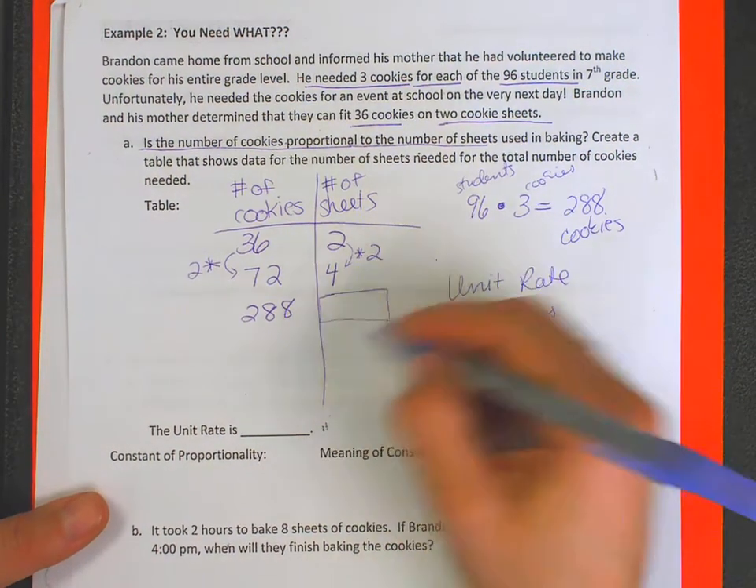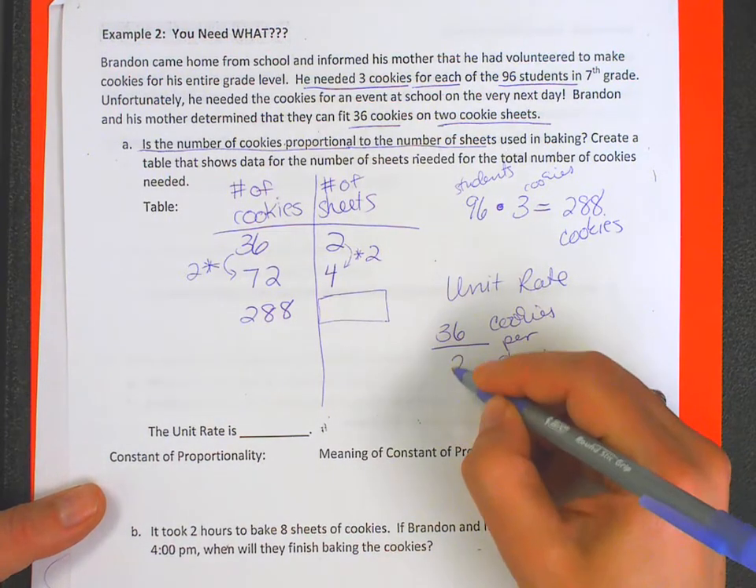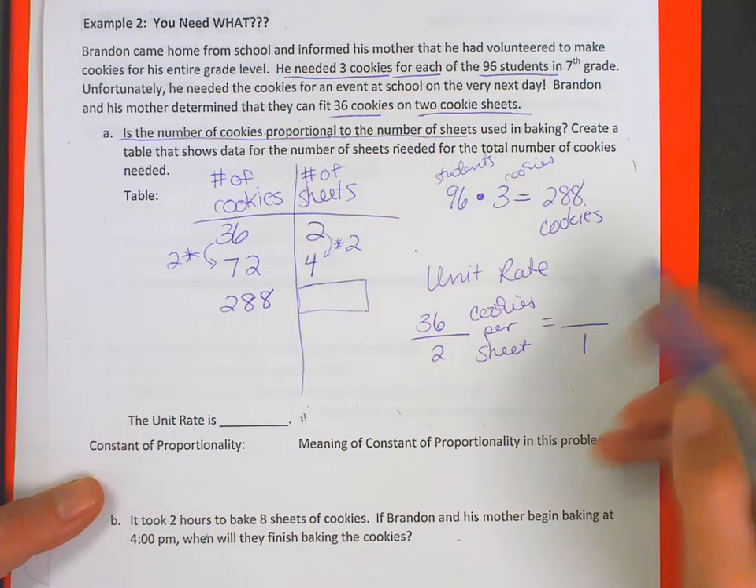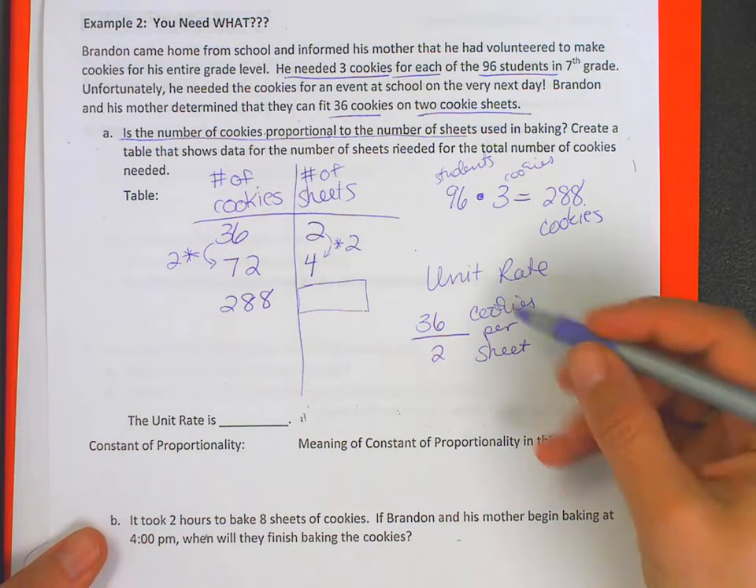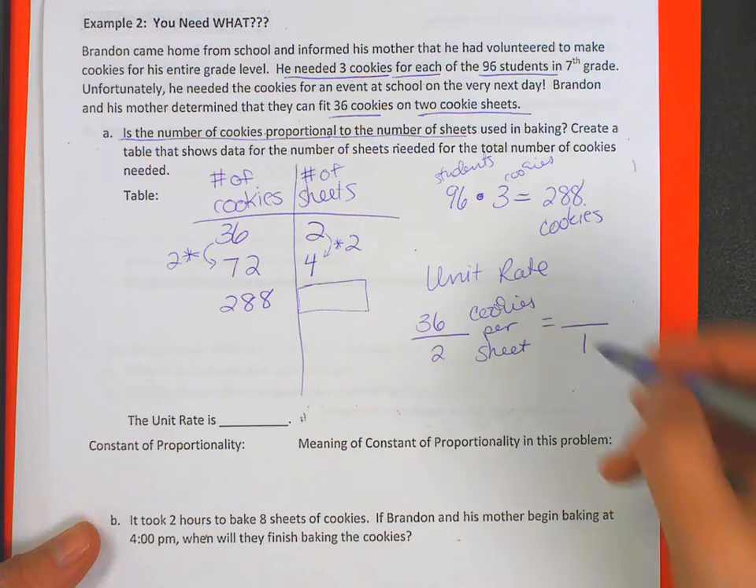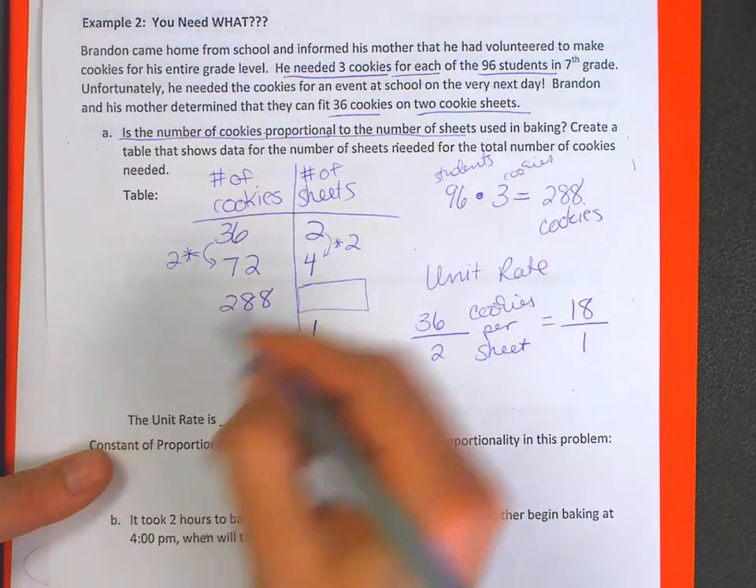I can choose any of these. I'm going to do 36, the information they gave me. 36 cookies on 2 sheets means I can fit how many on 1? Unit rate, it's so great, all you do is divide. When you're done, you get 1, and we're going to have some more fun. S'more. Instead of cookies, s'mores. Anyways, 36 divided by 2 comes out to be 18 cookies per sheet. Let's write that down. 1 sheet, 18 cookies.